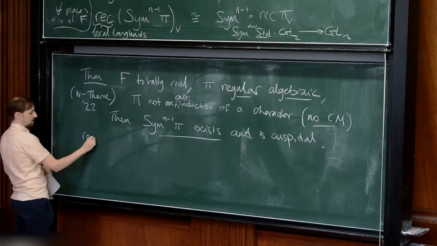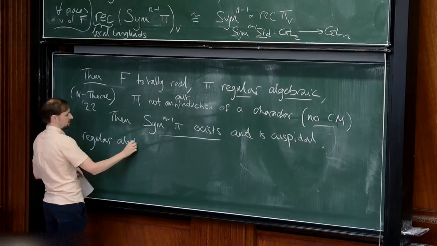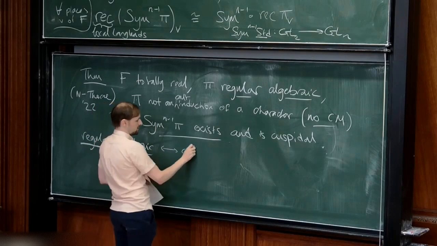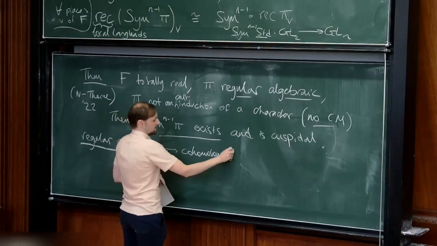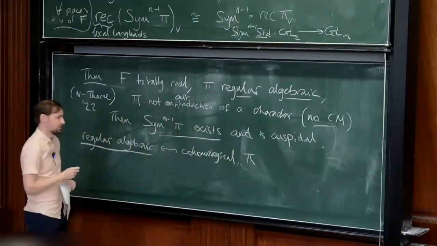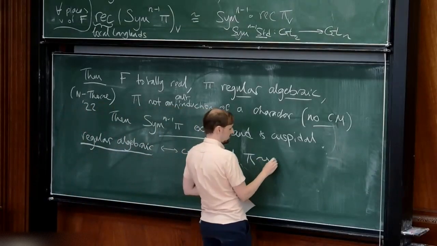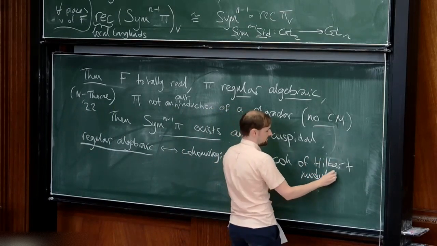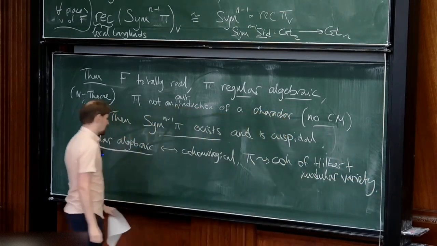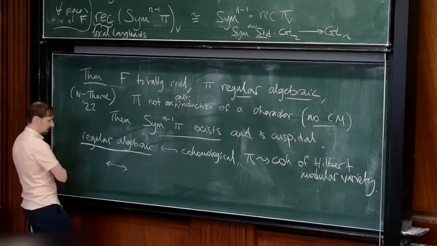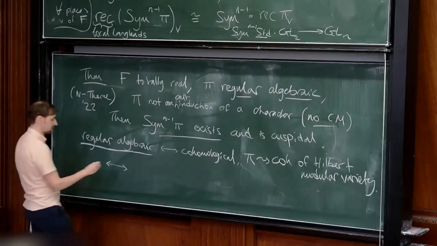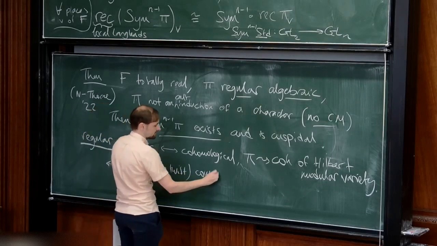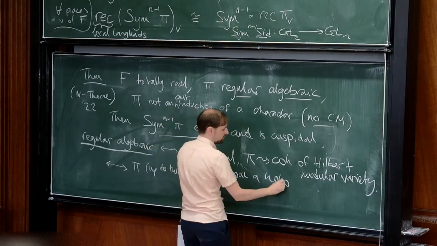A little bit about this regular algebraic condition. In this case, it's equivalent to cohomological. In this context, that basically means that pi is going to contribute to the cohomology of the Hilbert modular variety. In more classical language, in terms of Hilbert modular forms, this regular algebraic condition is going to mean that pi, up to twist, comes from a holomorphic Hilbert modular form.